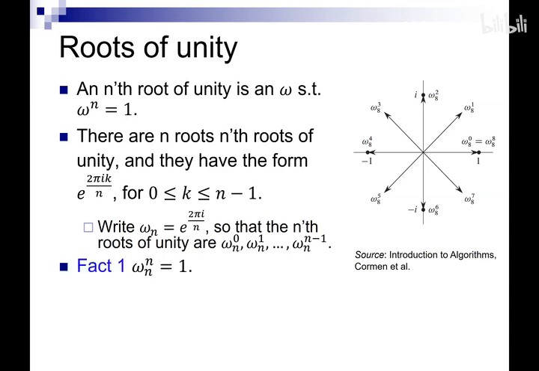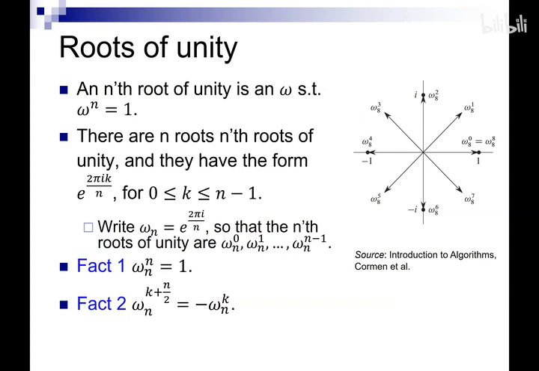Now there are some important properties about these numbers. The first one is that omega n to the nth power is equal to 1. That's pretty obvious because omega n is one of the solutions to this equation. The next interesting fact is that for any k from 0 to n minus 1, omega n to the k plus n over 2 power is equal to negative of omega n to the kth power.